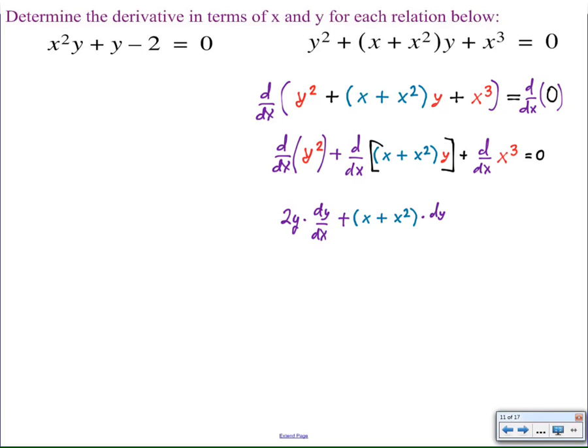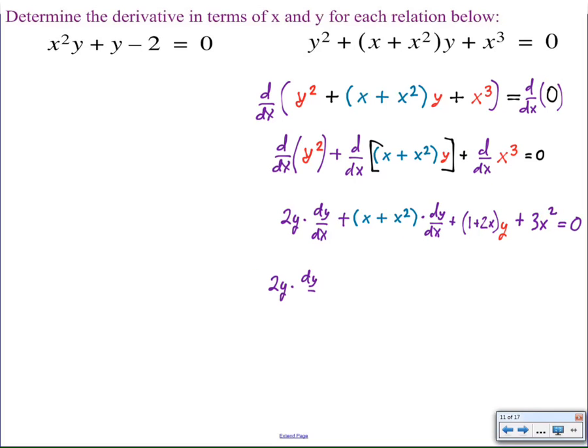Here I recognize a product, so I use the product rule again. I take the first times the derivative of y with respect to x, and then I take the derivative of x plus x squared times y. So this is the derivative of this, and this is the y brought down. That's the product rule again. And finally, I take the derivative with respect to x of x cubed. Easy in comparison, it's just 3x squared. No chain rule required because I'm differentiating x in terms of x.